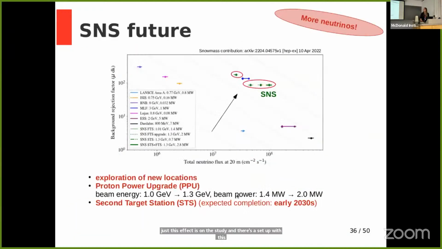Also for the SNS, there's a lot going on. There's a beam power upgrade that unfortunately meant that after the site testing, we could not collect any new data. However, it will mean that in the end we get a beam power of 2.0 megawatts, which is more neutrinos, which is great. And then also in a bit farther future, in the 30s, the second target station is being built. So also from that side, there will be more neutrinos.